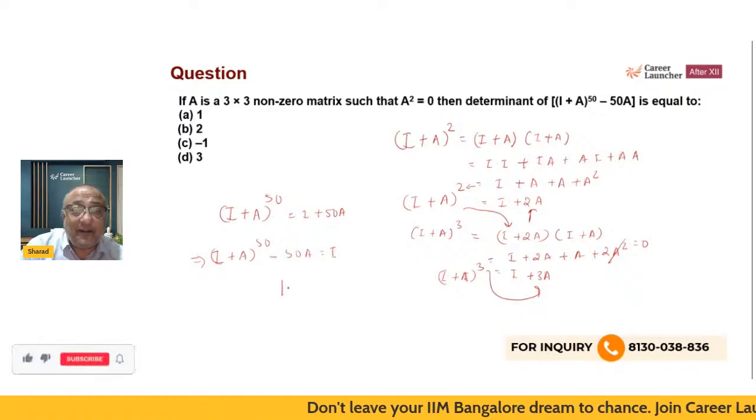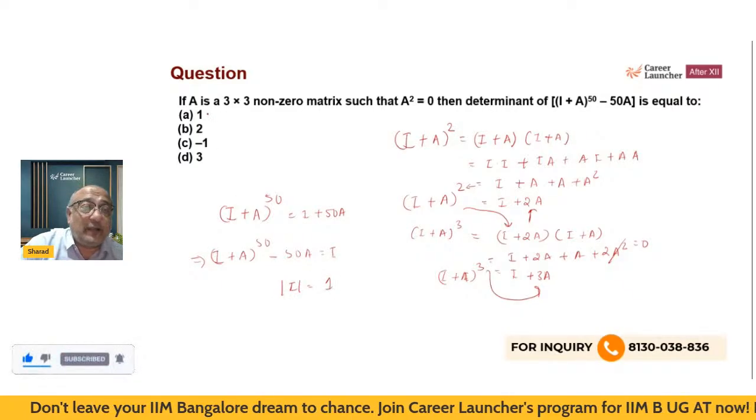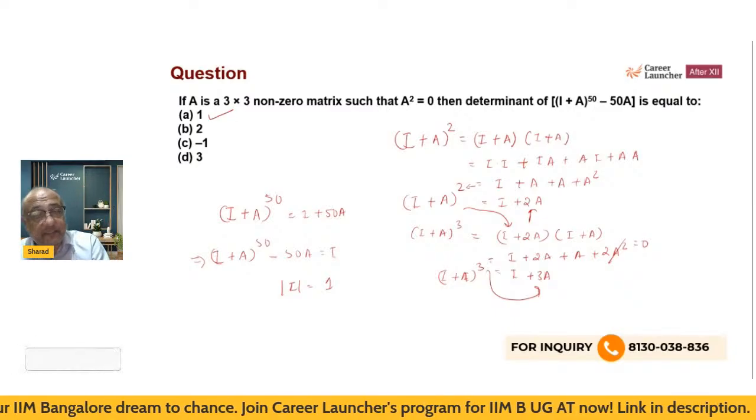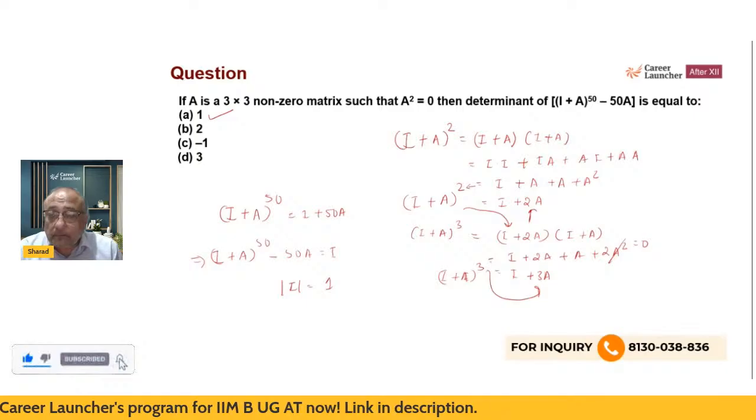And now, determinant of I, tell me. Determinant of I is equal to 1. So this is my answer. Have you understood? Is it clear?